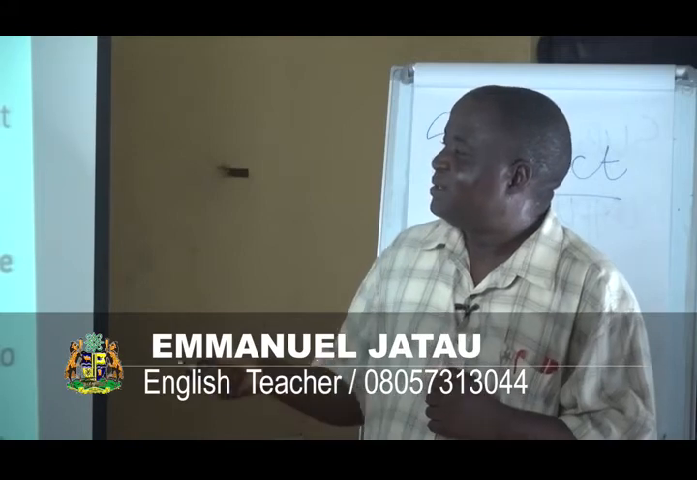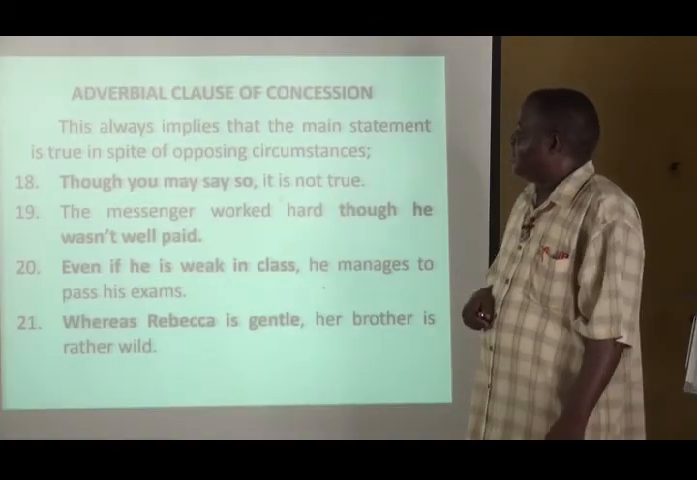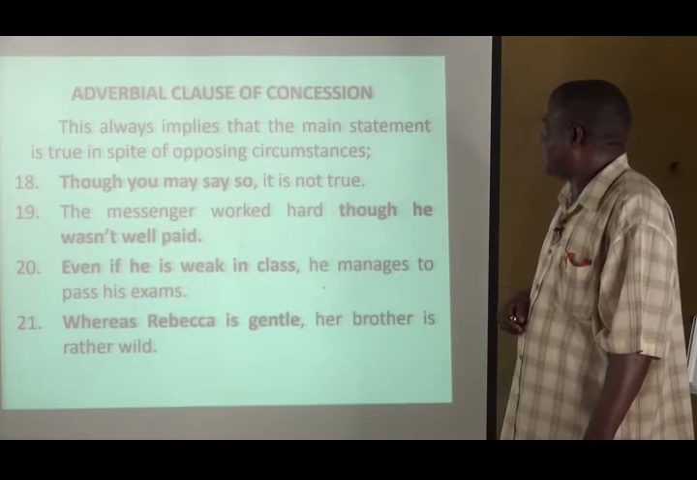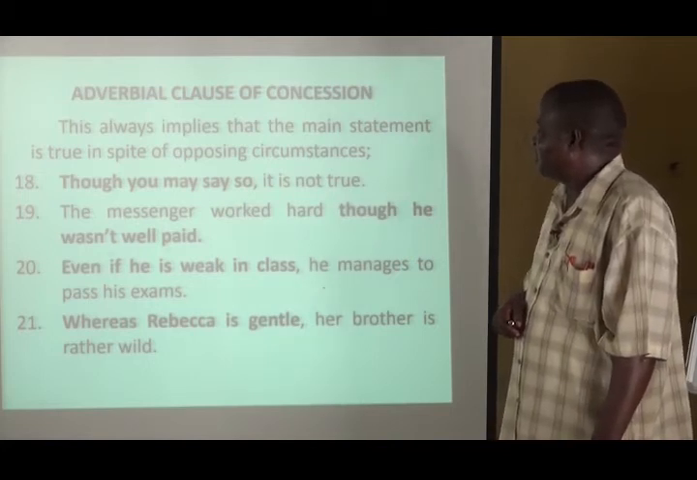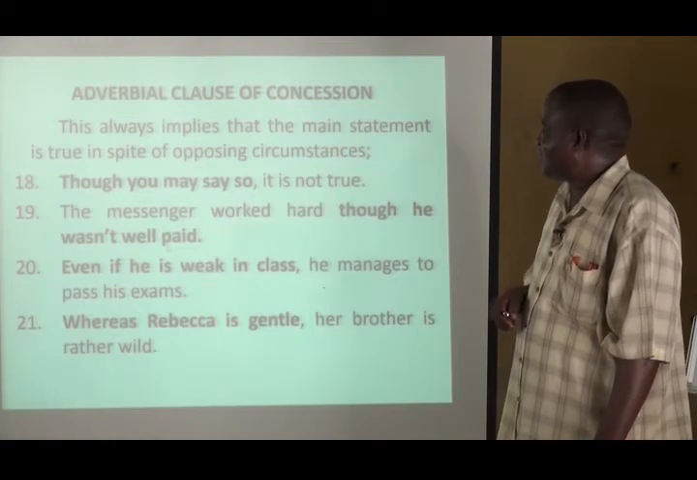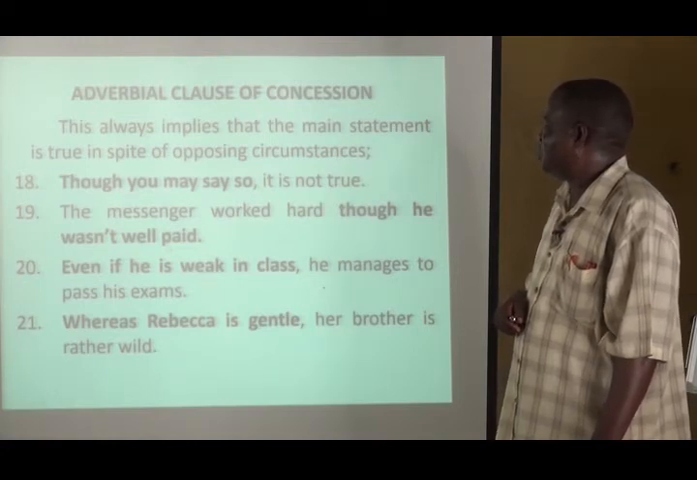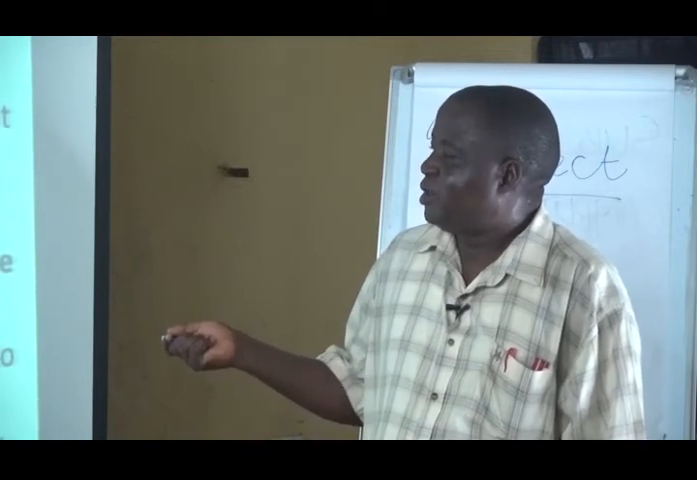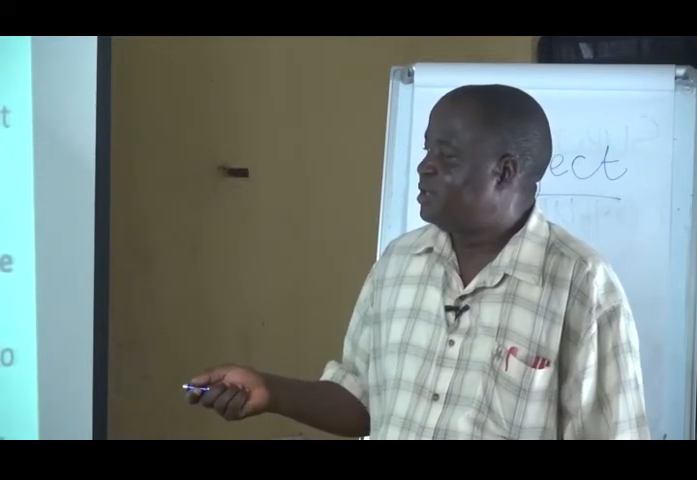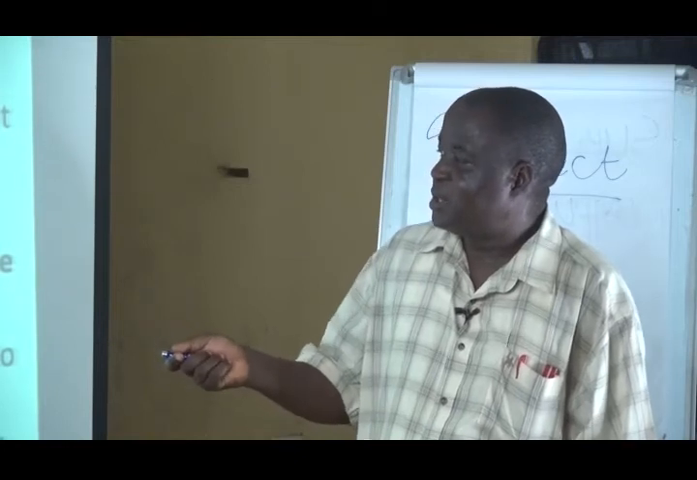But our verb is is. 19. The messenger worked hard though he wasn't paid well. That remains our adverbial clause of concession, the darkened part of it, and our verb is worked.